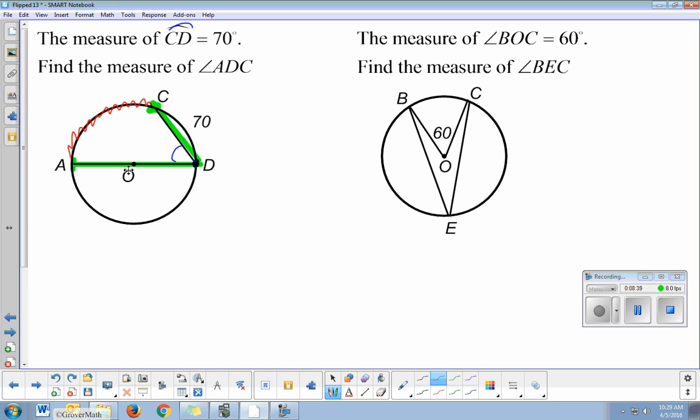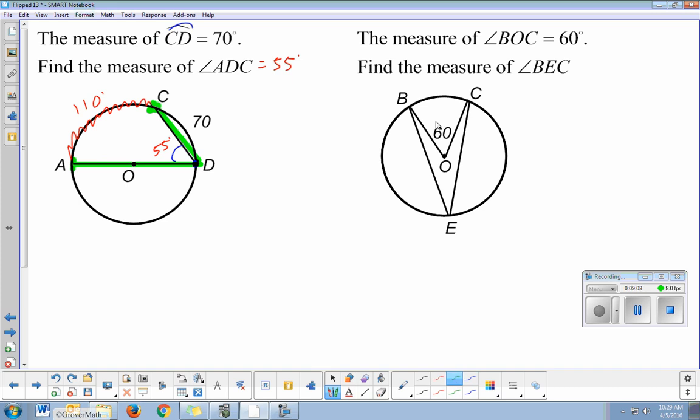And the key here is recognizing that AD is a diameter. And diameters cut our circle in half. So that means that this whole thing is 180. And if that whole thing's 180, this must be 110. Together they form half your circle, 180. And if that's 110, my inscribed angle is going to be half that measurement. That would be 55 degrees. Okay, so ADC equals 55 degrees. One more quick example.